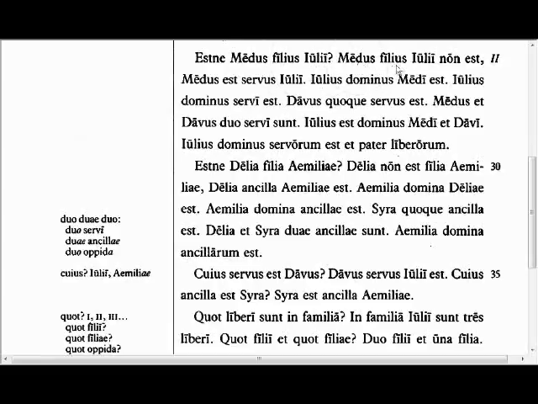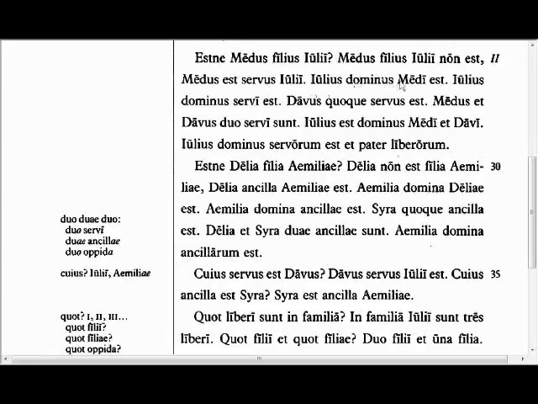Medus filius Julii non est. Medus is not the son of Julius. Medus est servus Julii. Medus is the slave of Julius. Or we could say Medus is Julius's, apostrophe S on Julius, because that's the other way we do possessive in English besides of Julius, is Julius's slave.